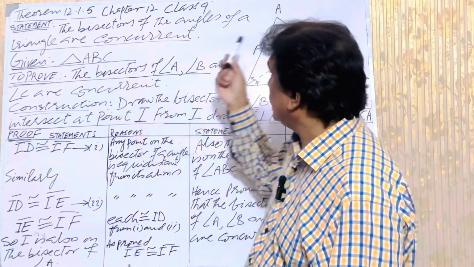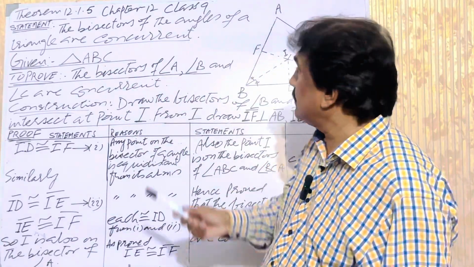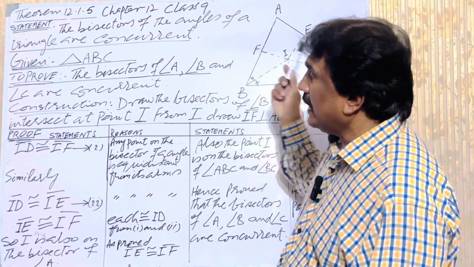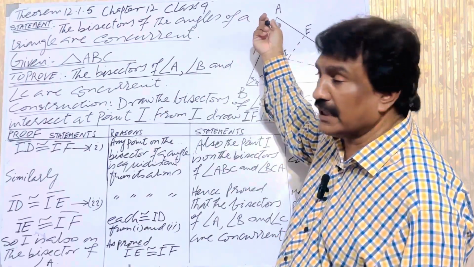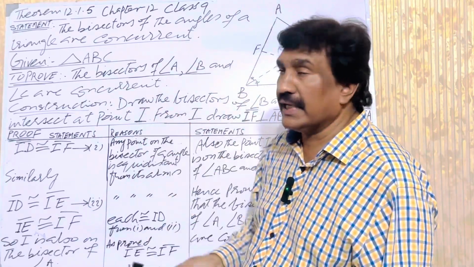And what is given? Just a triangle ABC. Every triangle has three sides, three angles. So it has three angles A, B, C, and we want to prove that if you draw the bisectors of angle A, angle B and angle C, all are meeting at one point. Concurrent means meeting at one point.